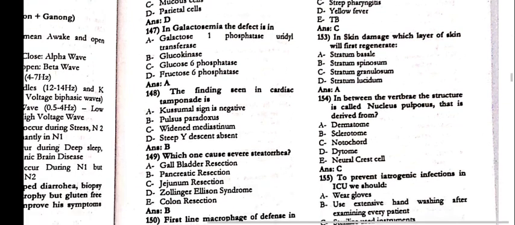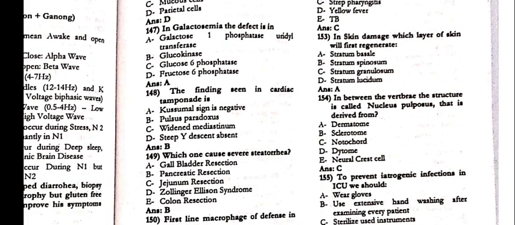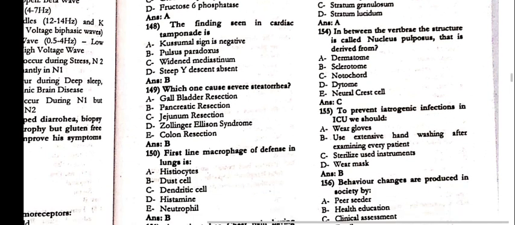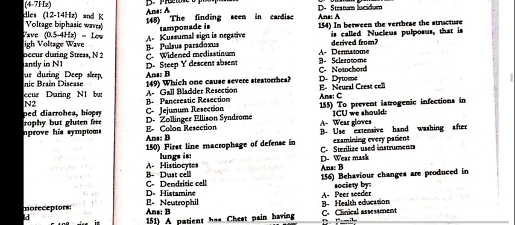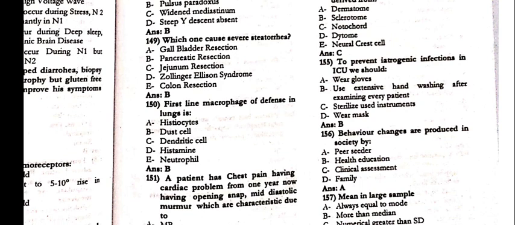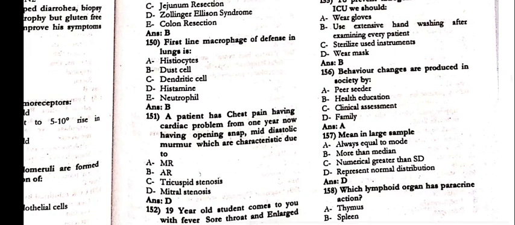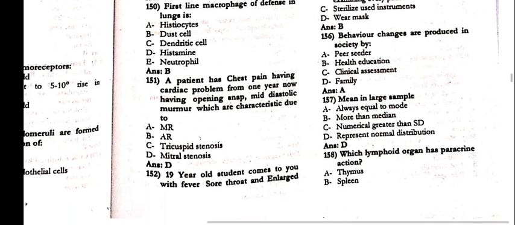This is due to the staph pharyngitis, the skin damage. Which layer of the skin will first regenerate? The stratum basale. In between the vertebra, the structure is called the nucleus pulposus, that is derived from the notochord. To prevent the iatrogenic infection in the ICU, we should use extensive hand washing after examining every patient. The behavior changes are produced in anxiety by the peer seeded.